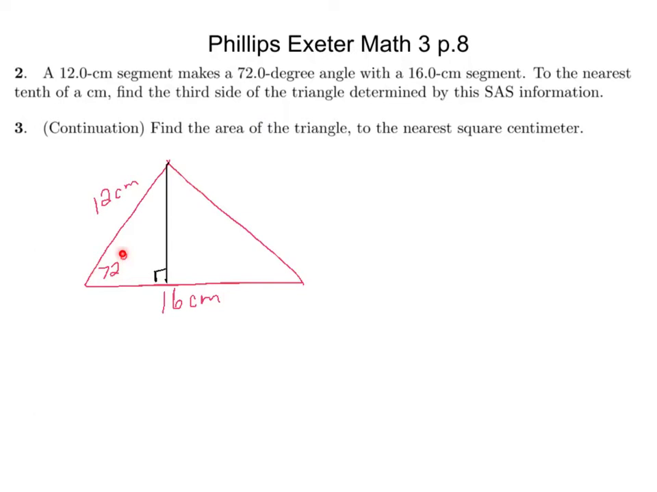What do you need to find the area of a triangle? The base and the height. We already have the base. There's the base. We need the height. So how are we going to find the height for this triangle?